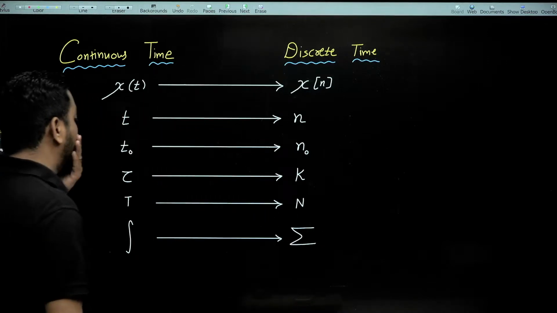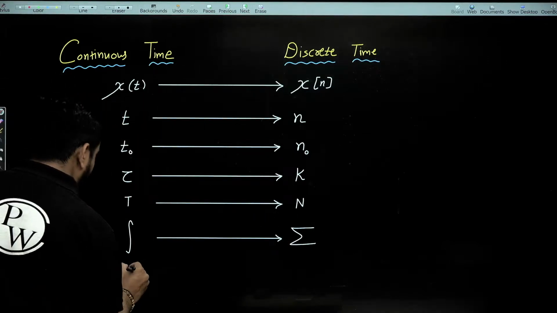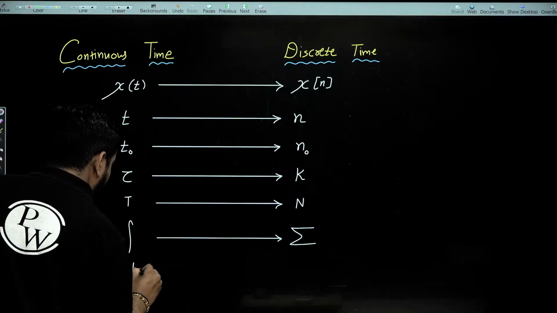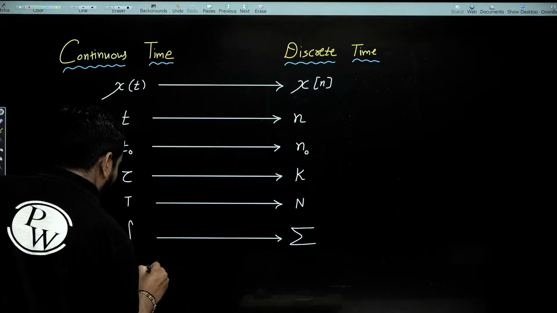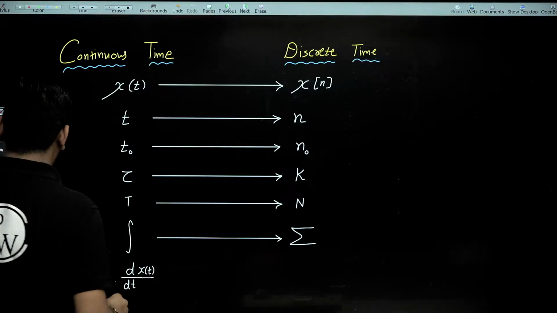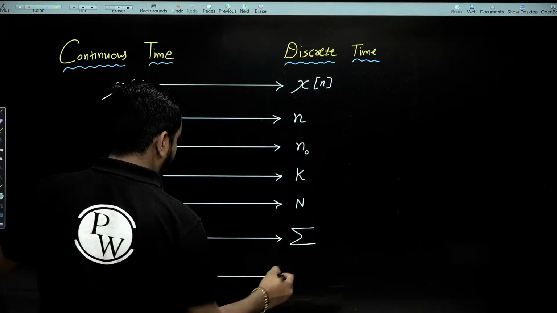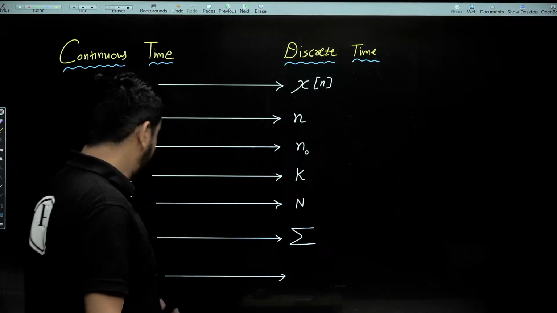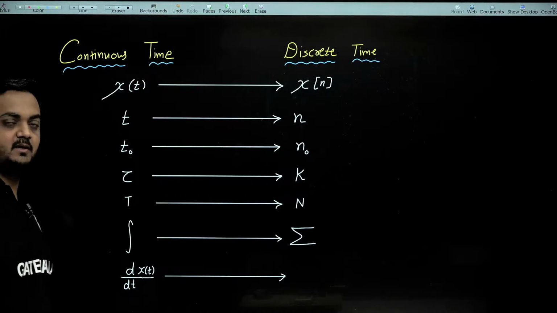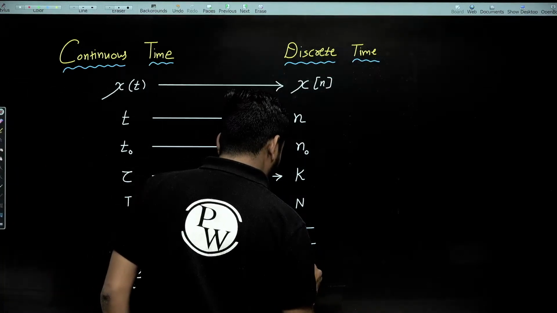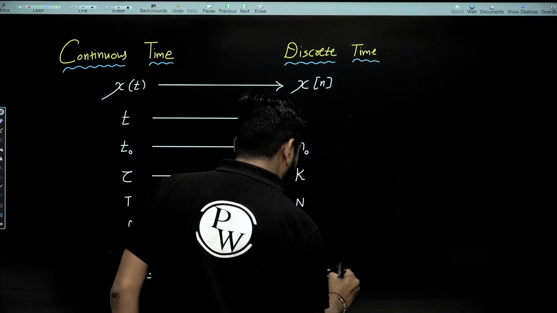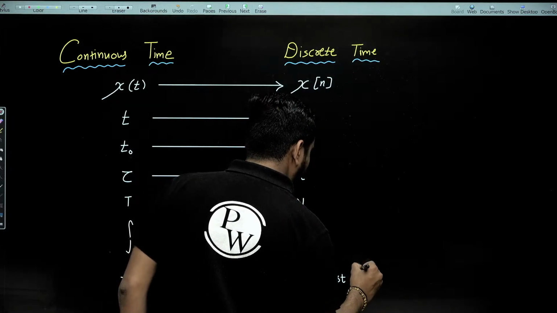Summation. Okay. In continuous time, we are doing differentiation of x of t. Then in discrete time, we have to take the difference, guys. This is the first order differentiation of x of t; then here, first order difference. This is what? First difference, guys.